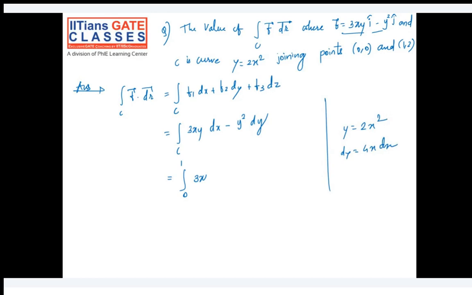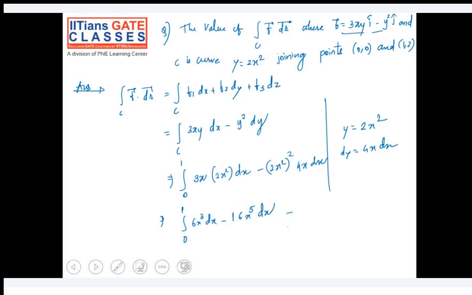So ultimately I can write this integral as integration 0 to 1 of 6x cube dx minus 16x raised to the power 5 dx. Okay, so that is 6x raised to the power 4 by 4 minus 16x raised to the power 6 by 6. Okay, put the limit 0 to 1. 6 by 4 minus 16 by 6, it's minus 7 by 6 what you should get. Okay, minus 7 by 6 is the final answer.